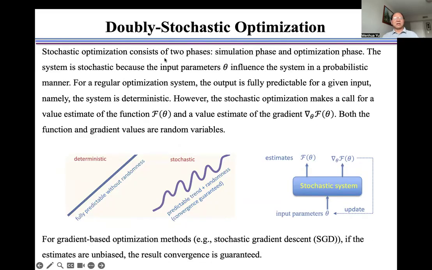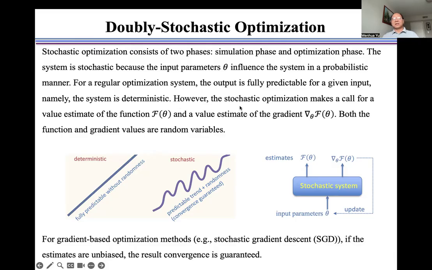Stochastic optimization consists of two phases, namely simulation phase and optimization phase. The system is stochastic because the input parameters set influence the system in a probabilistic manner. For a regular optimization system, the output is fully predictable for a given input as shown here. Namely, the system is deterministic.